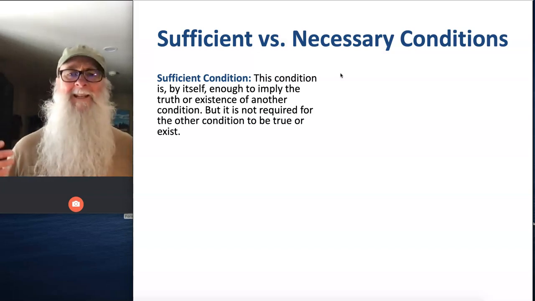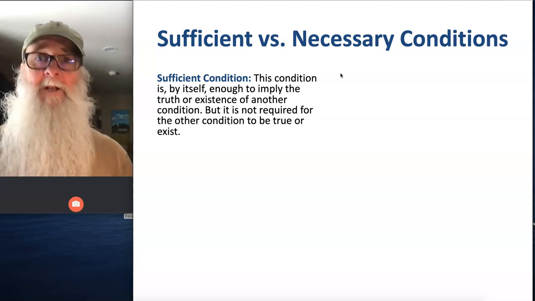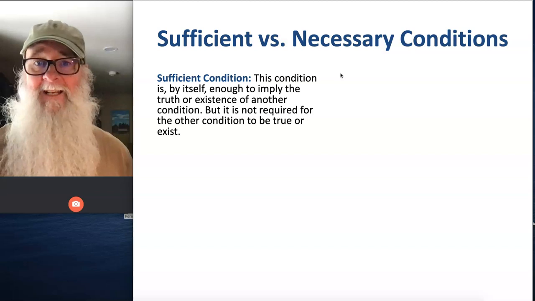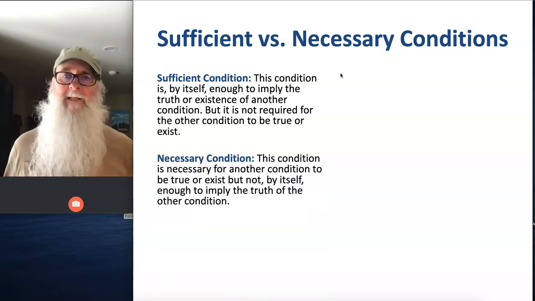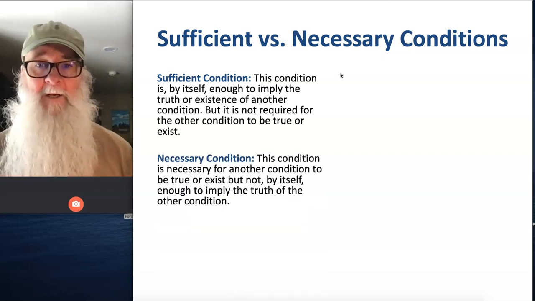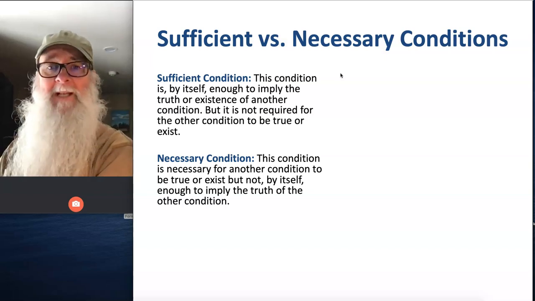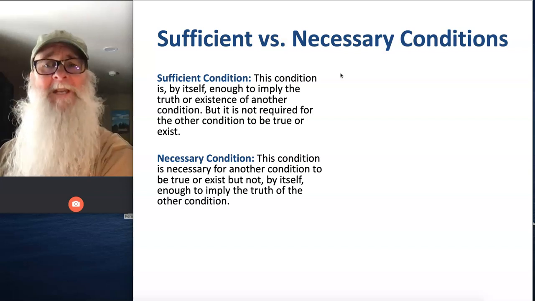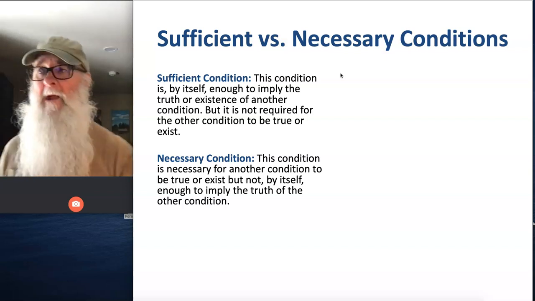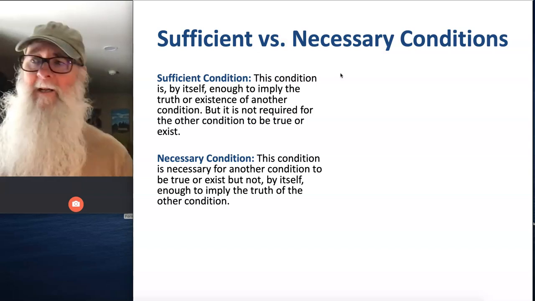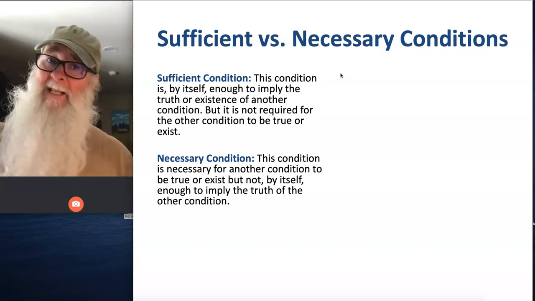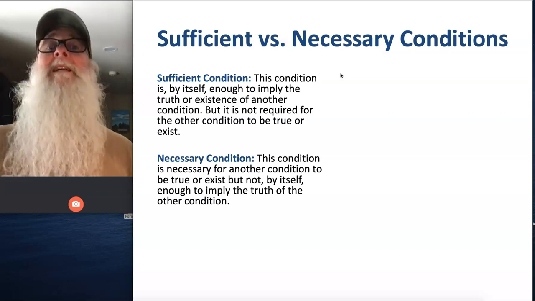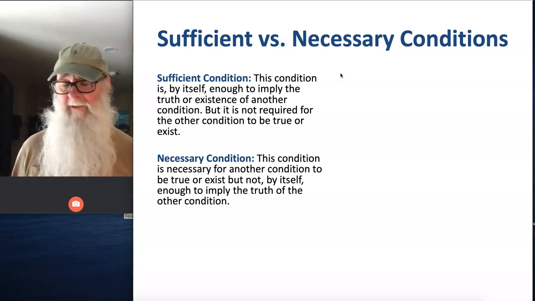But a sufficient condition isn't necessarily required for that other set of conditions to exist. It's just sufficient to indicate that it does. Now, a necessary condition is a condition that's required for some other set of circumstances to exist. So a necessary condition is a condition that's required for another condition to be true or to exist. But a necessary condition isn't by itself sufficient to indicate that that other set of conditions, in fact, does exist. It's just necessary if some other set of conditions exists.